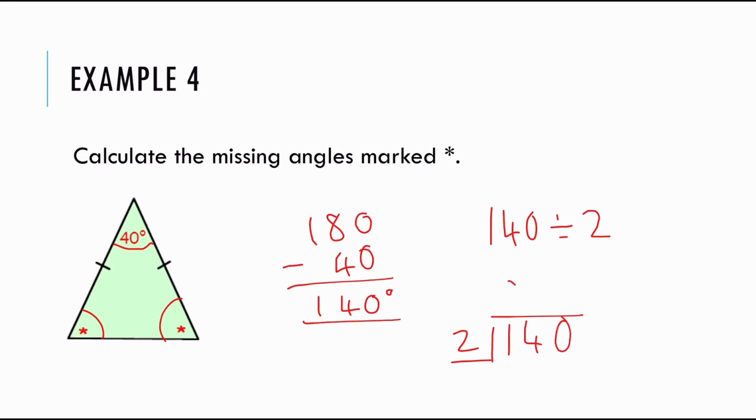2 does not go into 1, so we carry the 1. 2 goes into 14 7 times, and 2 goes into 0 0 times, which means my two missing angles marked with a star are both 70 degrees.